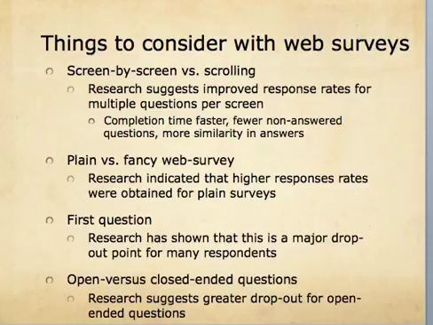So, things to consider when you're designing web surveys: screen by screen versus scrolling. Typically, I now see more surveys that are screen by screen. So the survey items fit on a screen, and participants click next to go to the next screen, as opposed to having one long survey that participants need to scroll down. Some research suggests there are improved response rates for multiple questions per screen. The completion time is faster, you have fewer unanswered questions, and there's more similarity in answers as compared to a paper-based survey. As opposed to a long survey, where people might miss items, so there might be some unanswered questions.